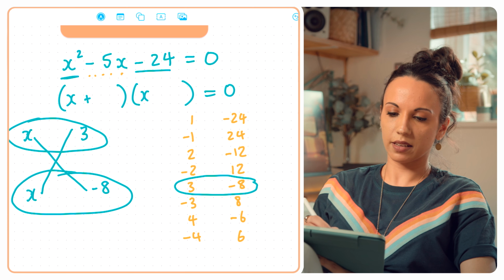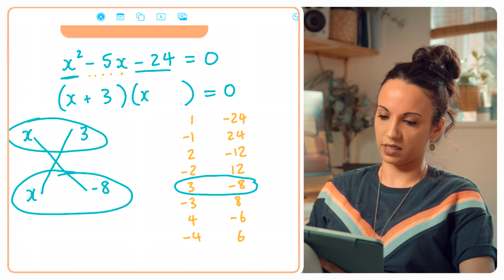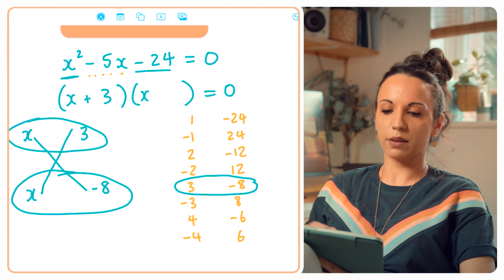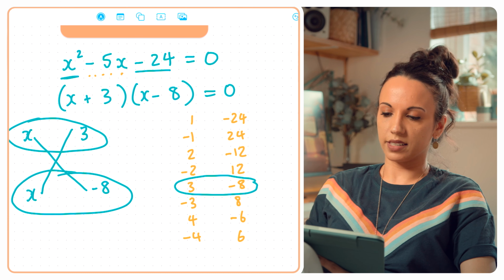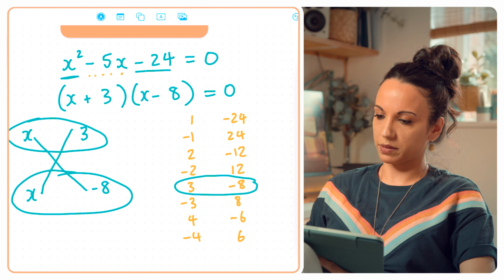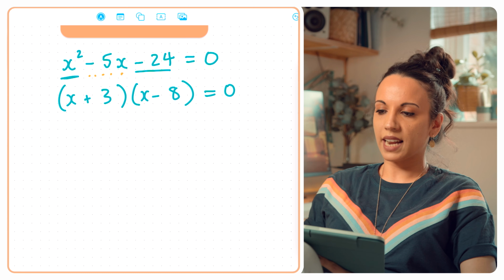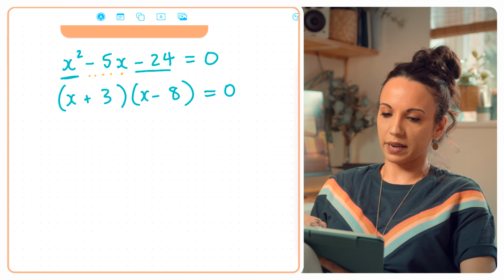So we've got x plus 3, it's a plus because it was a positive 3 here. And in the second bracket, we've got x minus 8. Okay, let's clear up some of this down here now. Now I've got my 2 brackets, I can go about solving it.